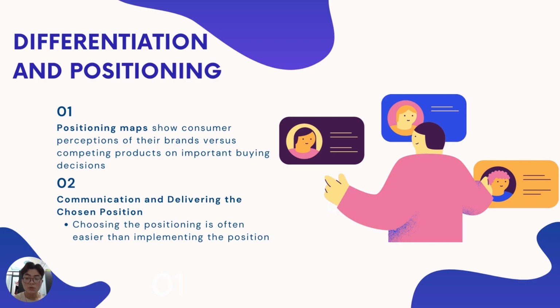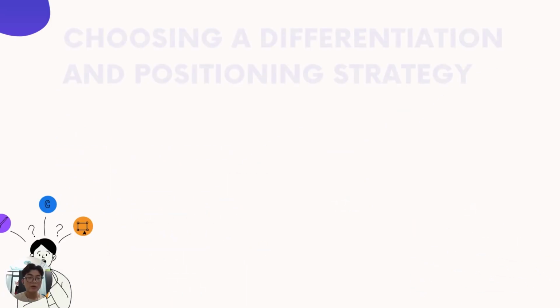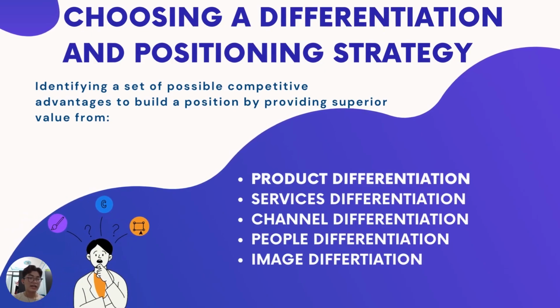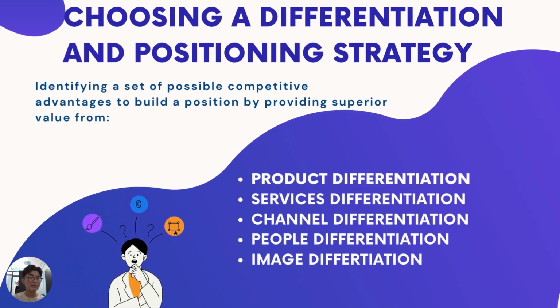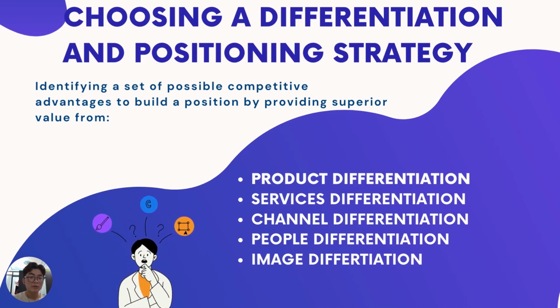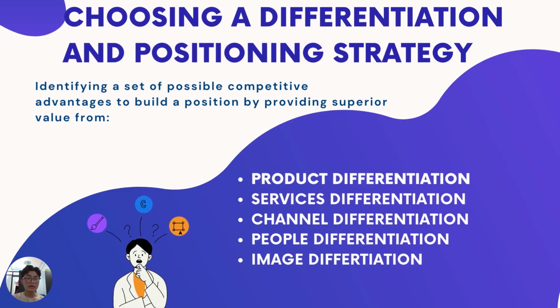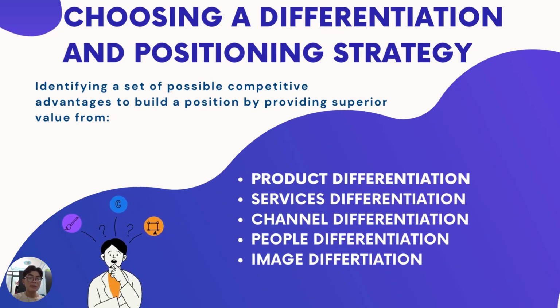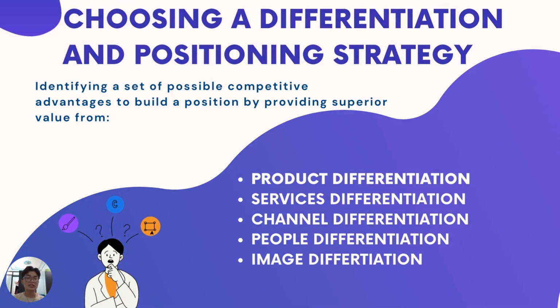Once it has chosen a position, the company must take strong steps to deliver and communicate the desired position to its target consumers. All of the company's marketing mix efforts must support the positioning strategy. And now, I will talk about choosing the differentiation and positioning strategy. Identify a set of possible competitive advantages to build a position by providing superior value from product differentiation, services differentiation, channel differentiation, people differentiation, and image differentiation.